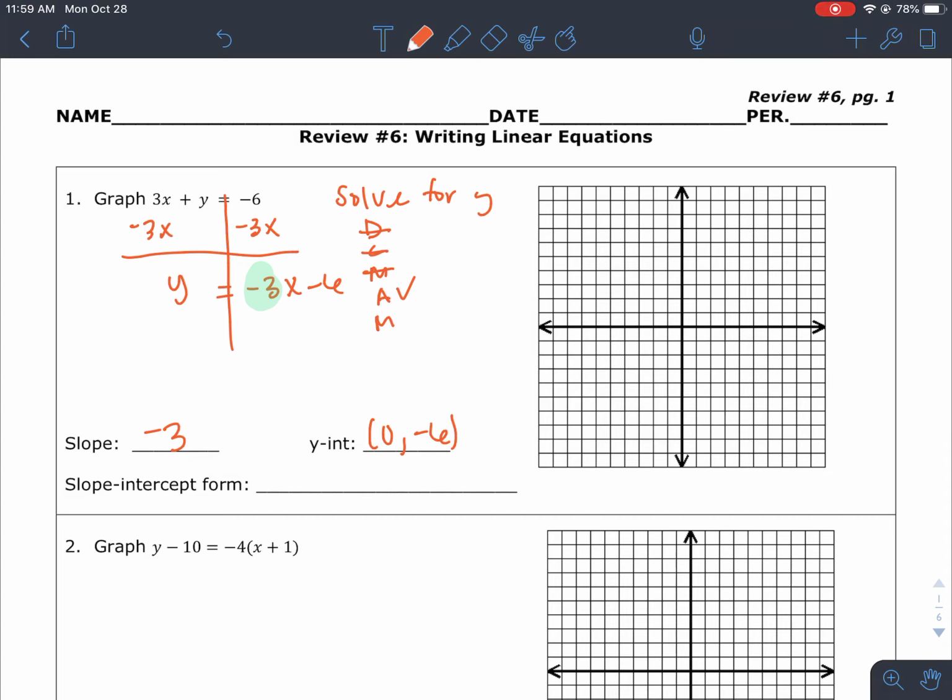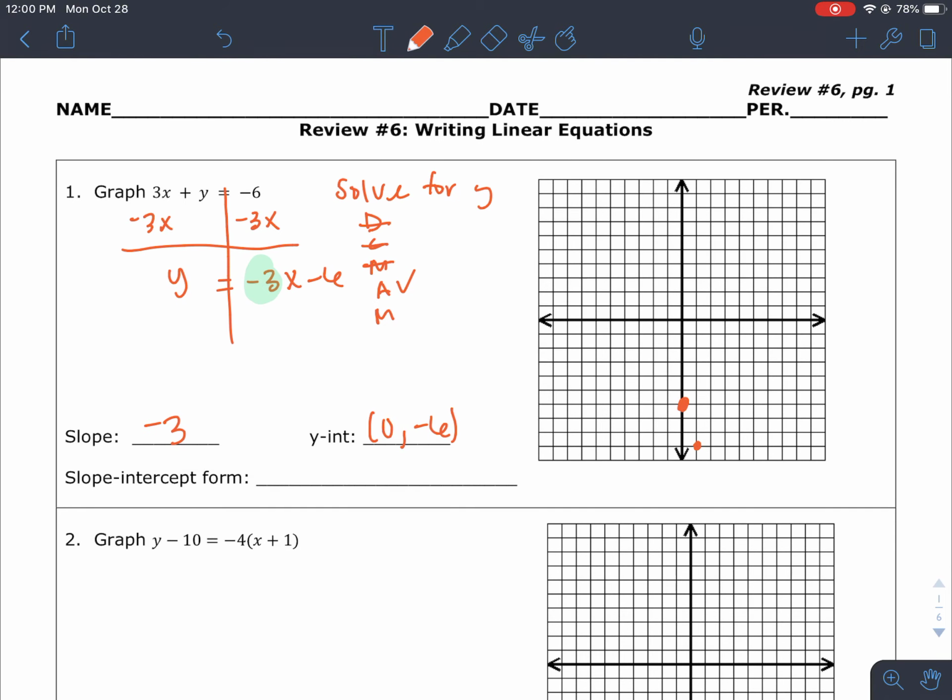I'm going to first put my point at -6. And then I'm going to use the slope of -3 to graph. So to go up, I'm going to go up 3, back 1. And draw my line, make sure that it goes all the way through each point. And to write this in slope-intercept form, remember that is y equals mx plus b. So that'll be y equals -3x minus 6.